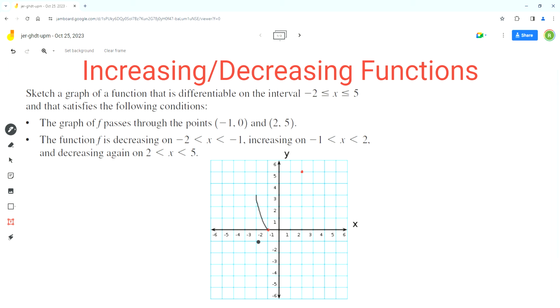Now keep in mind that here we are just sketching this graph. So not all points that we show on this graph will be exact points. So it will be like this.